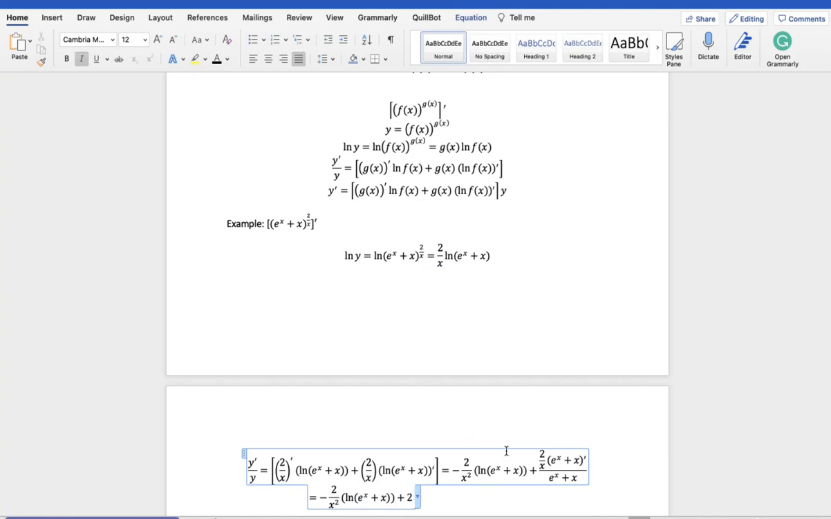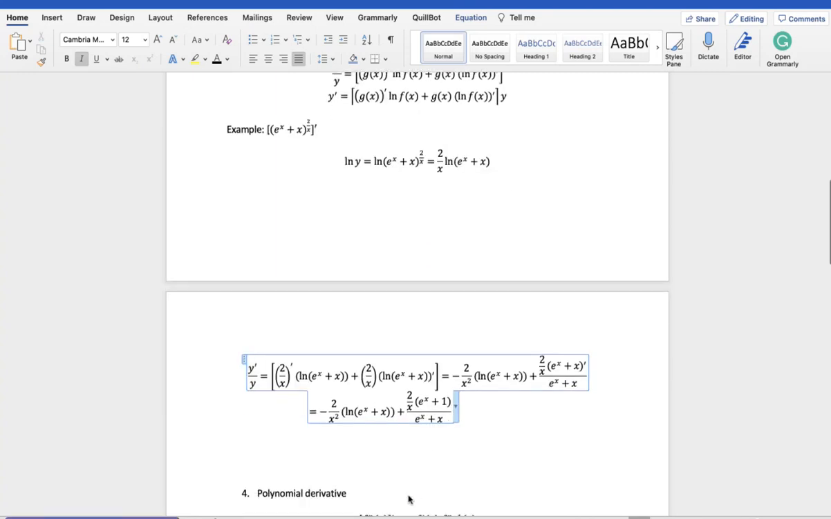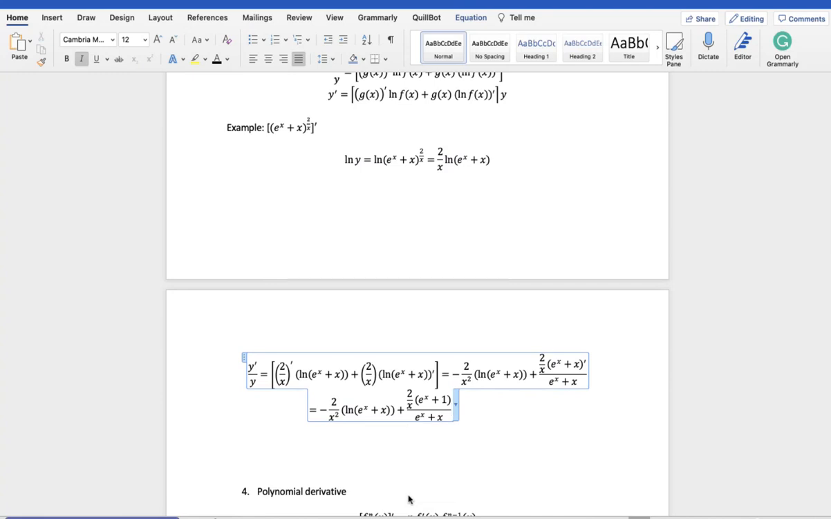plus 2 over x, right? So it's 2 over x multiplied by the derivative of e to the x plus x, which is just the derivative of e to the x plus the derivative of x. And the derivative of e to the x is just e to the x, right? The derivative of x is just 1, so you have e to the x plus 1 divided by e to the x plus x. Right? And I think that's as far as you can take it.